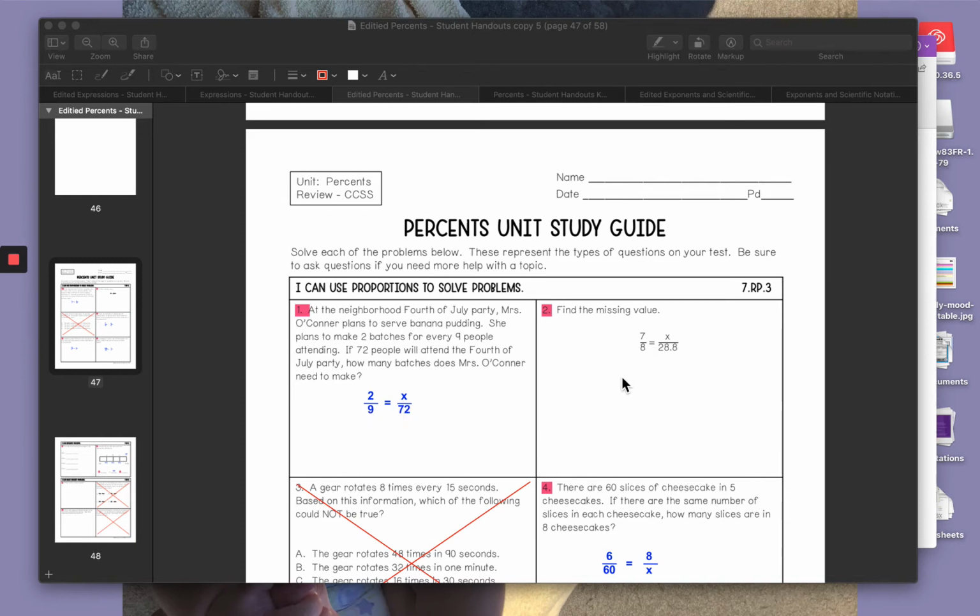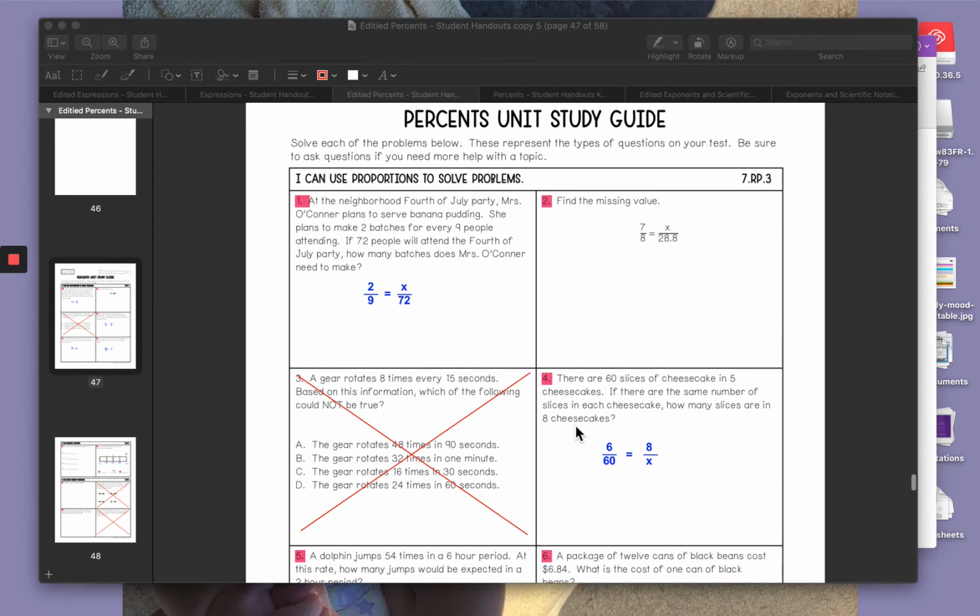For number 2, very simple. You're going to find x, the missing value. Again, cross multiply 7 times 28.8 and divide your answer by 8 to get x. I crossed out number 3. You don't have to do that one.